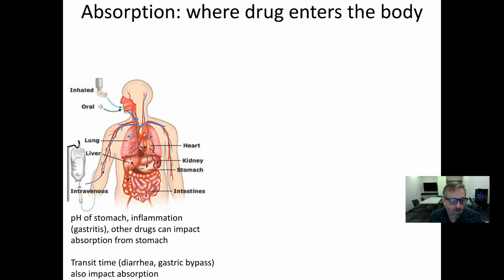The where the medication comes into the body is important because there are variables that influence how much is absorbed. So for example, the pH of the stomach, if the stomach is inflamed in the case of gastritis, and also how much time the drug has in contact with the tissues where it is absorbed. That's sometimes referred to as transit time. So if transit time is shortened in the case of diarrhea, that medication is going to have less time to be absorbed. This is also important to bear in mind if somebody has had a gastric bypass, because they're going to have less gut length for the medication to be absorbed, and they may need higher doses to get the same amount of drug absorbed as somebody who has a normal length gut.